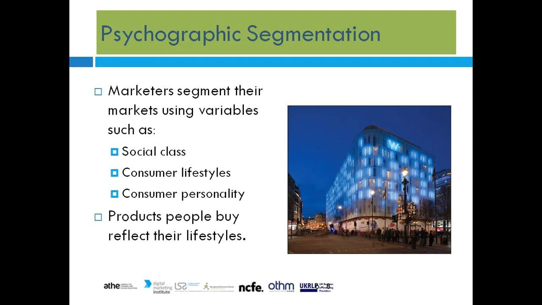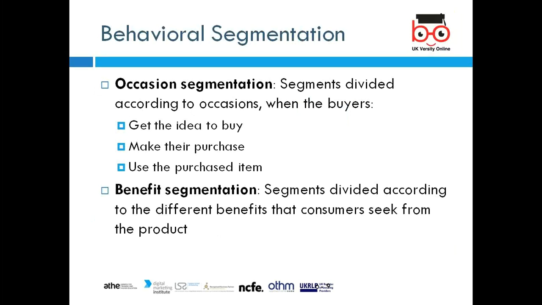Psychographic segmentation. Marketers segment their markets using variables such as social classes, consumer lifestyle, consumer personalities, and the products people buy reflect their lifestyle. So maybe we need to look around various other lifestyles. In some countries, fashion is changing so rapidly. In some countries, their culture has changed. So we need to focus on psychographic segmentation, the psyche of the people.